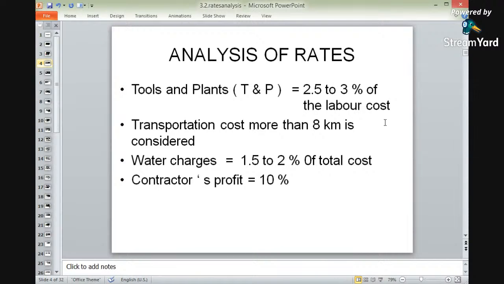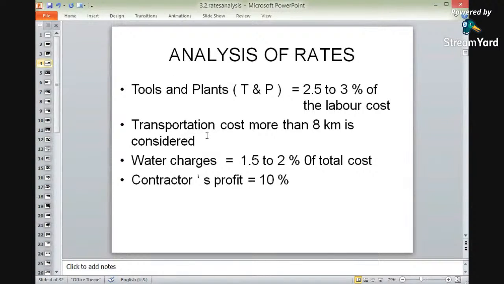Okay? Again, transportation cost for more than 8 kilometers is considered. If the transportation of the materials is beyond 8 kilometers, that means we require an extra amount for transportation. So beyond 8 kilometers, we have to add that extra amount required for the transportation. Within 8 kilometers, it is not considered, but above 8 kilometers we have to consider the transportation cost on a return basis. Okay? The transportation cost for more than 8 kilometers is also important. Tools and plants is also important. Transportation more than 8 kilometers is also important.